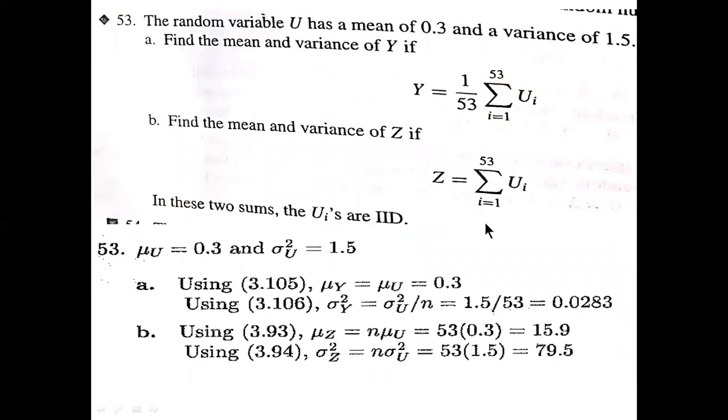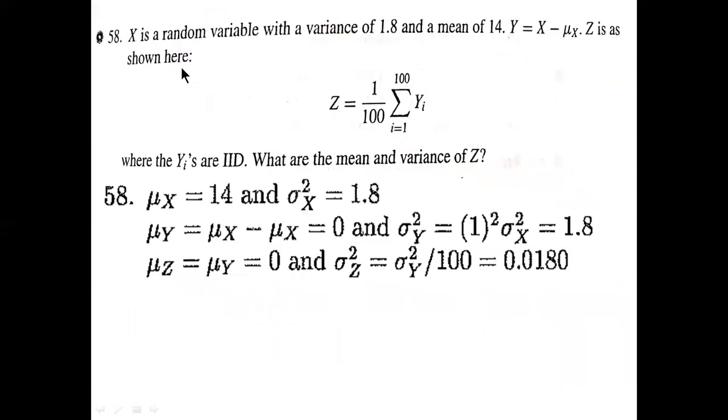So if you take the sum, naturally that will just correspond to n mu u, that is 53 into 0.3 equal to 15.9. Sigma z squared is equal to n sigma u squared, which is 53 into 1.5 equal to 79.5.